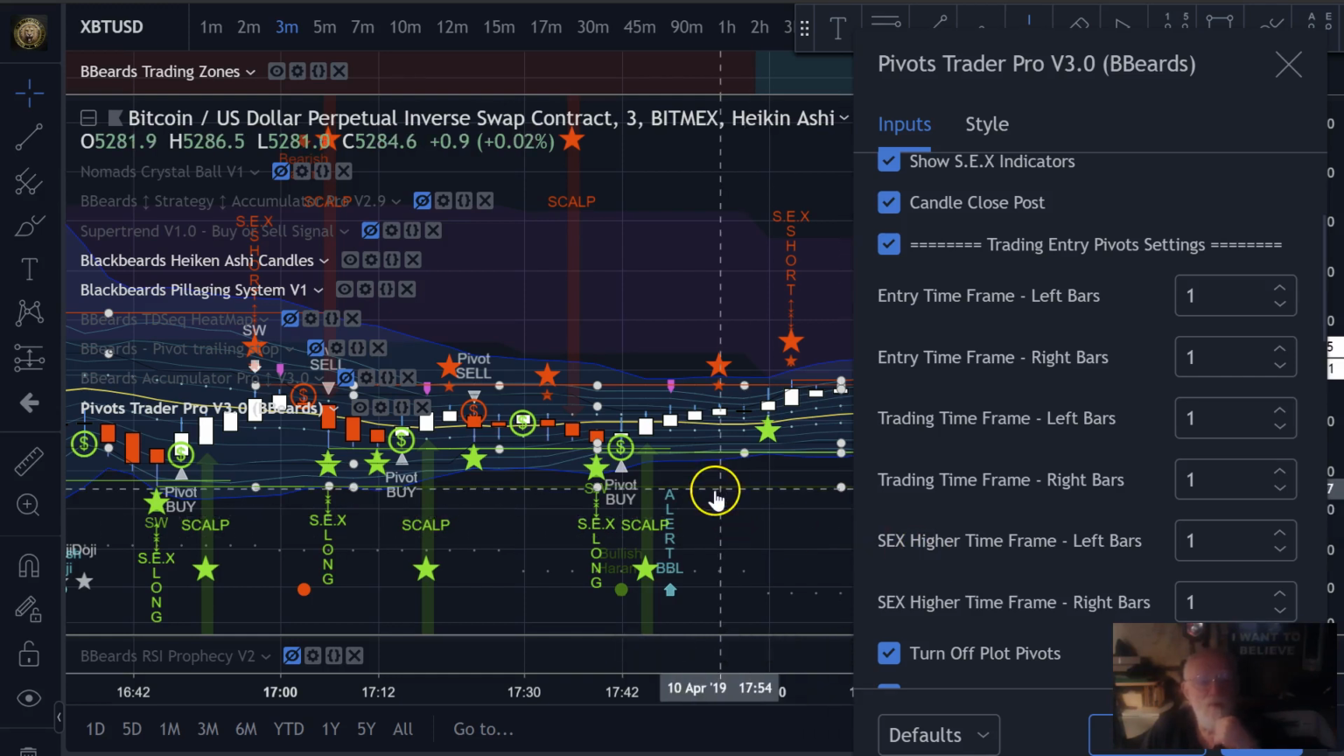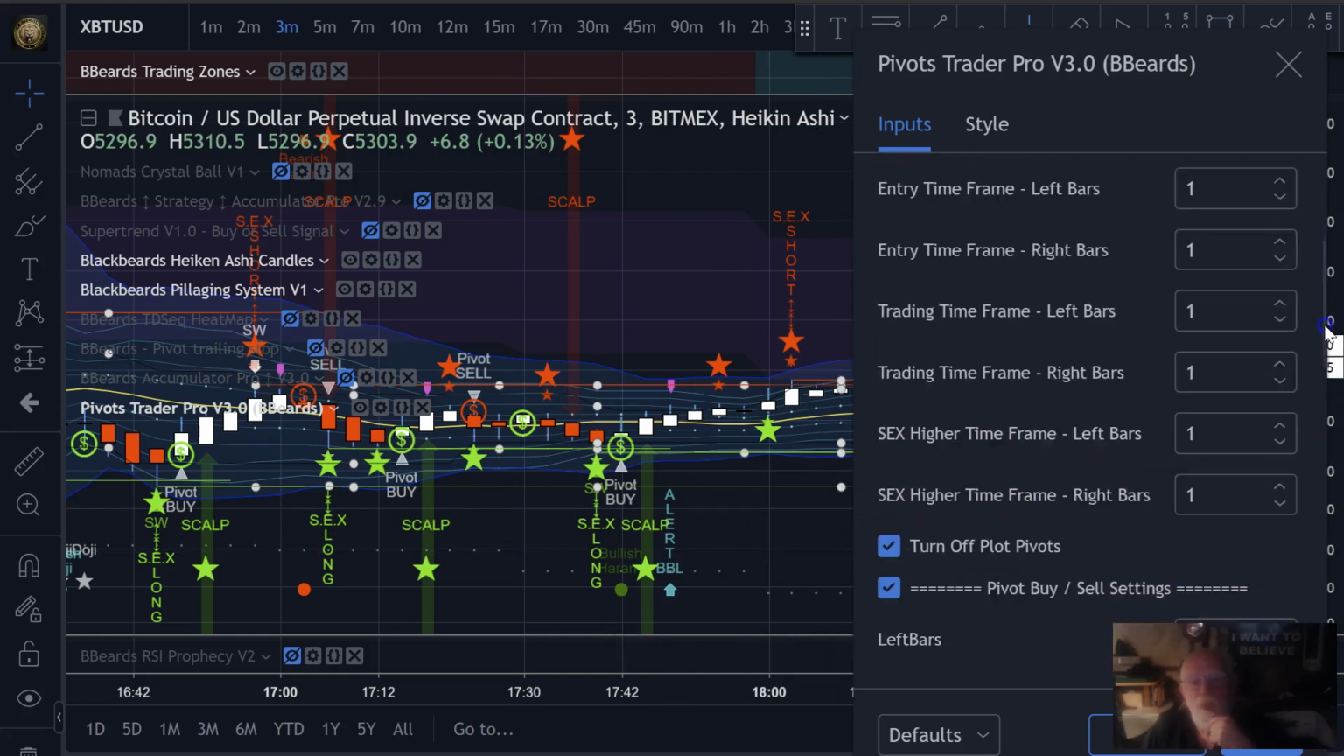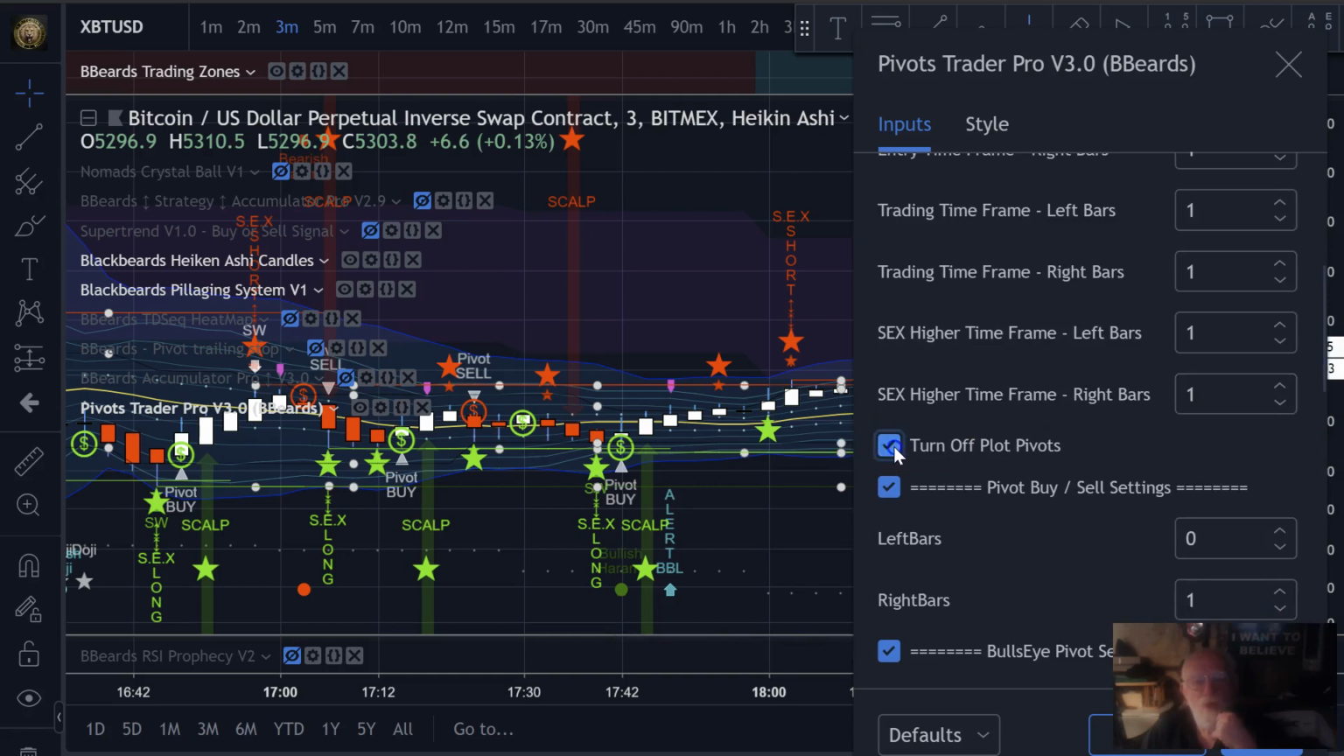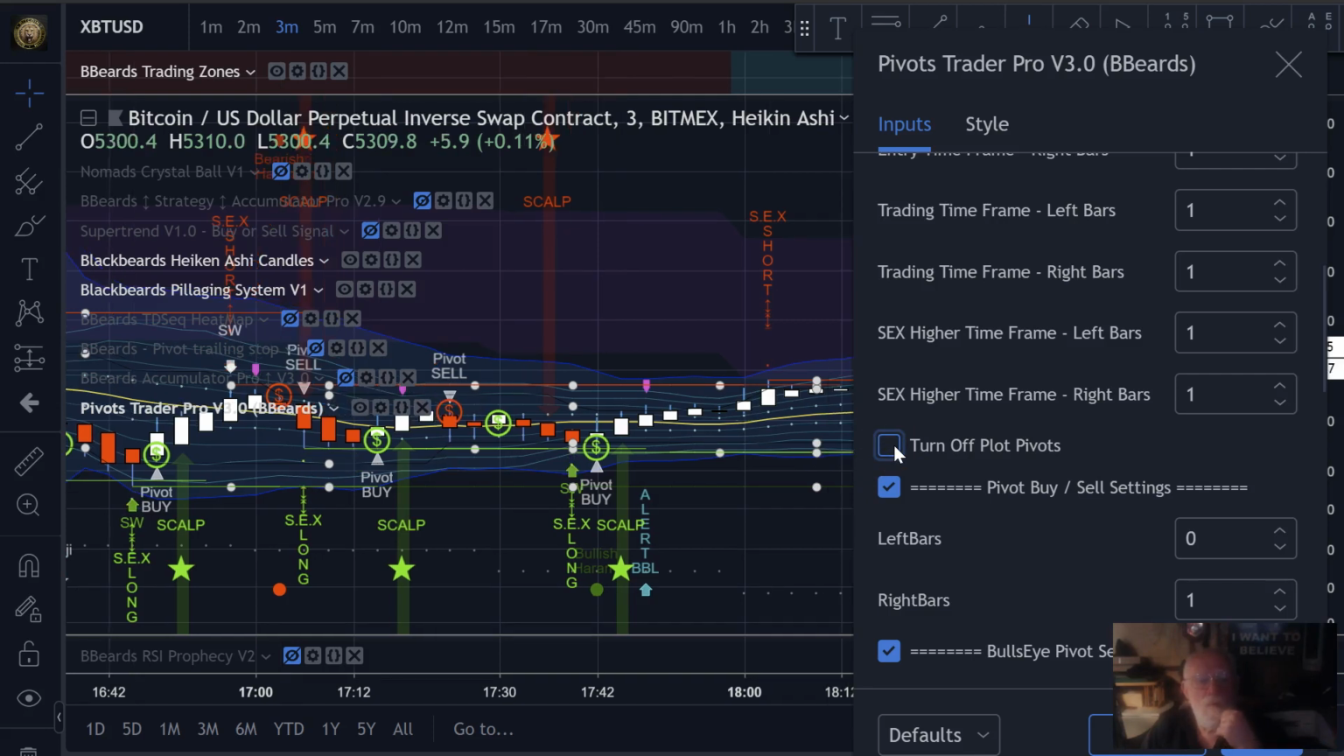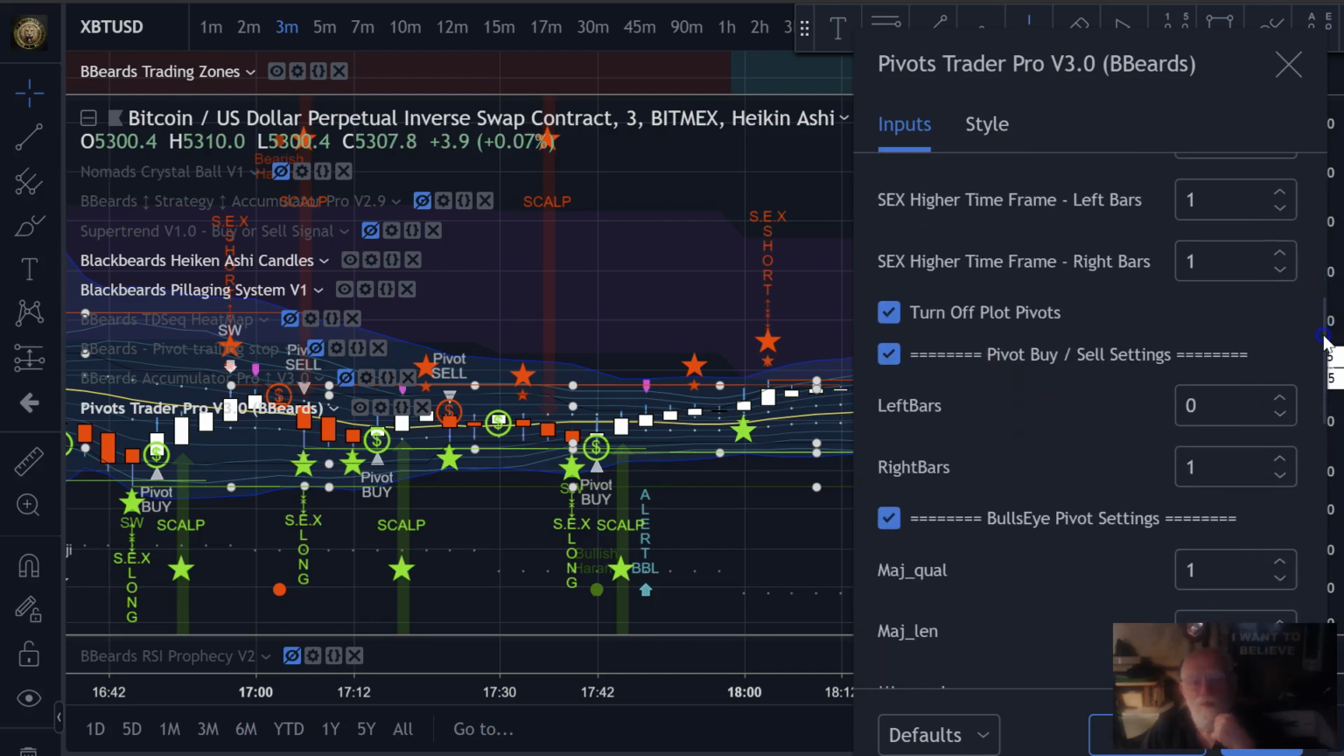Anyway, we'll get through this. You need to play with them. You want to turn them off? It turns them off. So any of these indicators you don't want to use, turn them off. And this will turn them back on. But it takes a few minutes, although my internet is still really bad. So there you go. Pivot buy sell signals. That's our buy sell signals that you're all used to.